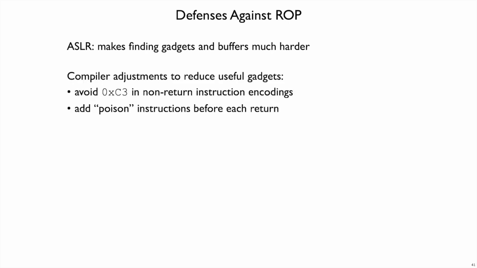Compilers can help by adjusting the kind of code they generate. They can take care not to generate C3 bytes in useful places when they're not trying to write return instructions. And they can also add a bit of extra code before each return that doesn't affect what the compiled program does, but does make the return less useful to gadgets by overwriting a lot of extra registers, say.